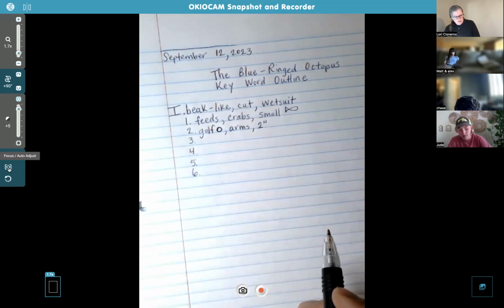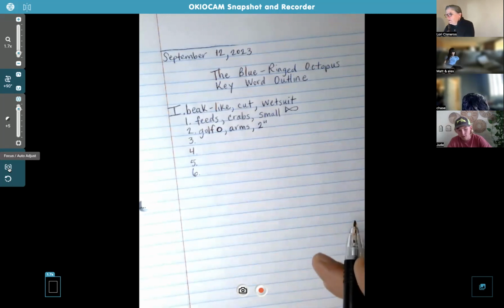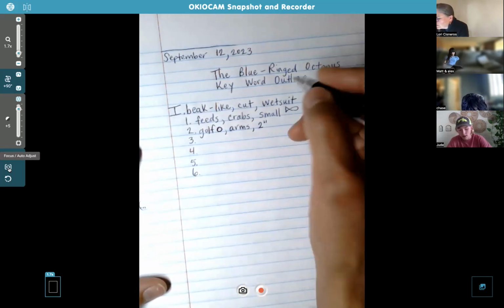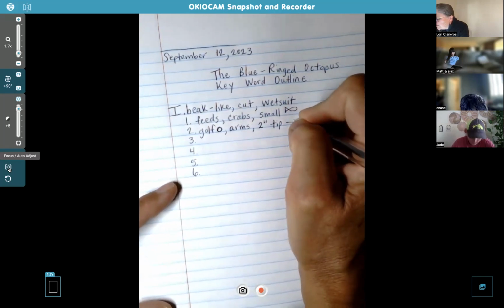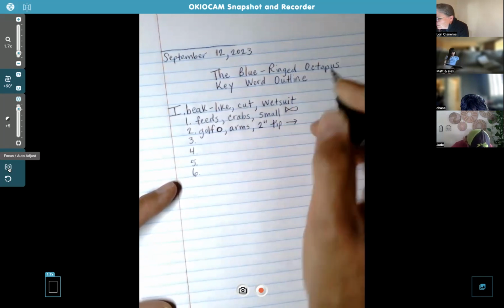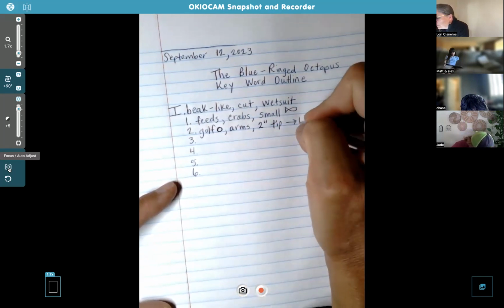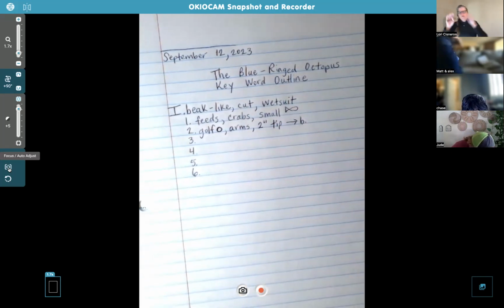And I'm just going to put tip and then an arrow. From tip to maybe a letter B to help us remember body, from tip to body.